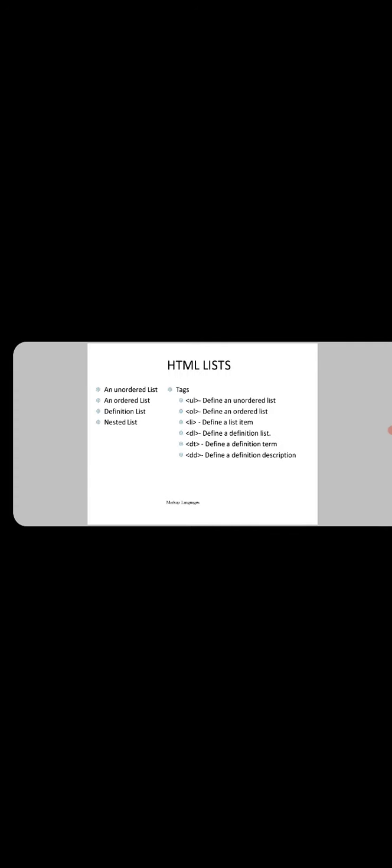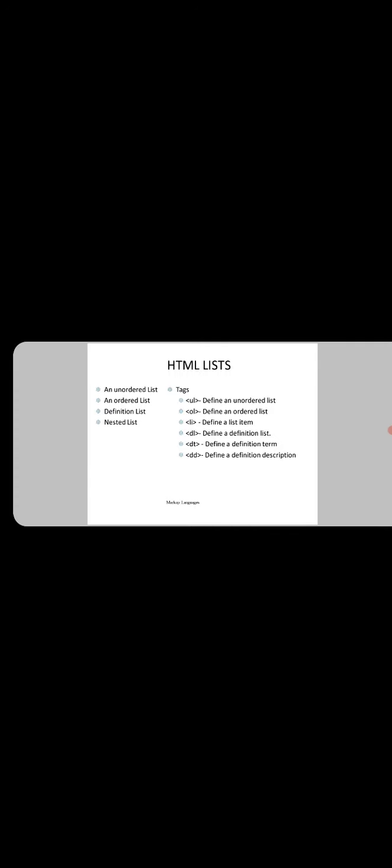Generally, ordered lists and list items are created with the OL tag, OL/OL. Similarly, unordered lists are created with the UL tag. So what are ordered lists and what are unordered lists? The third type of lists are called definition lists, which are generally created with the DL tag.